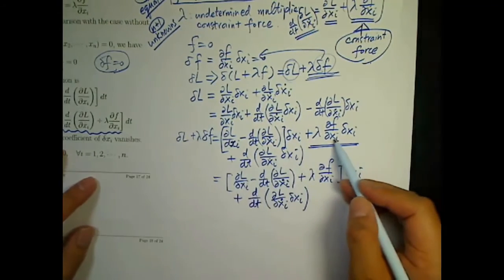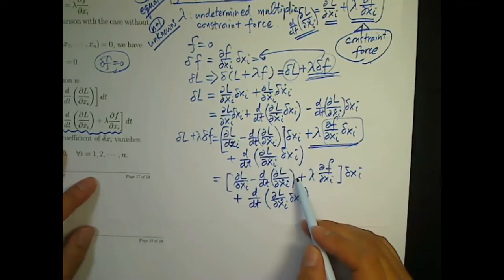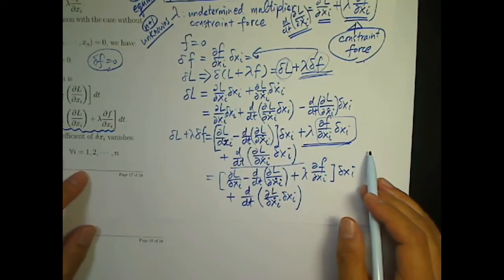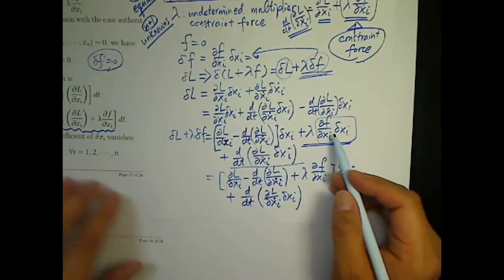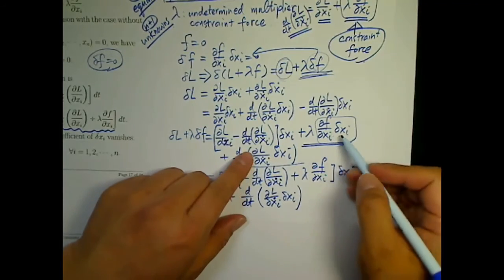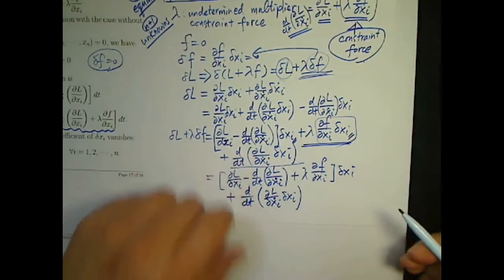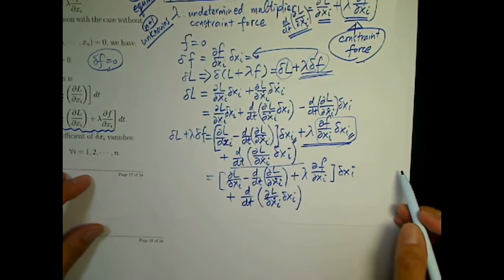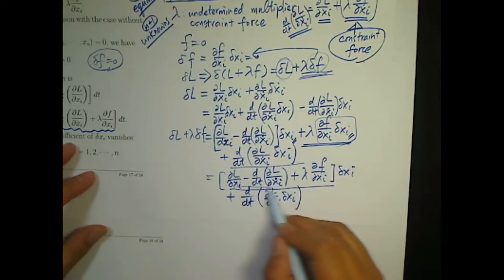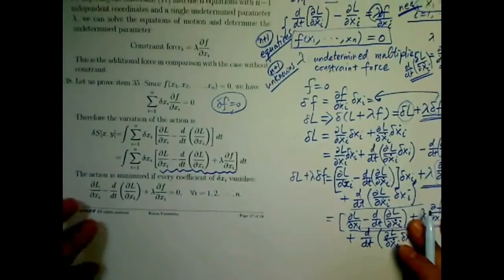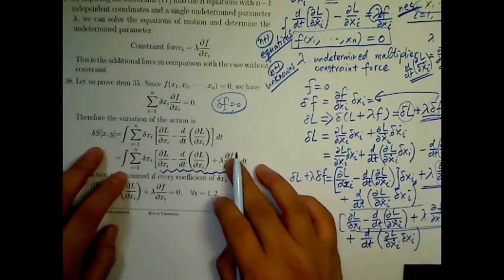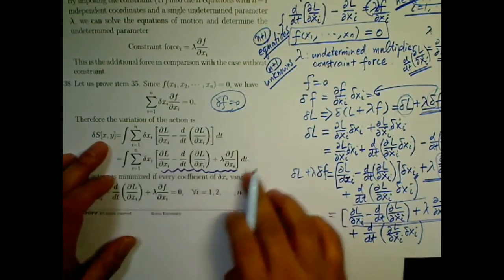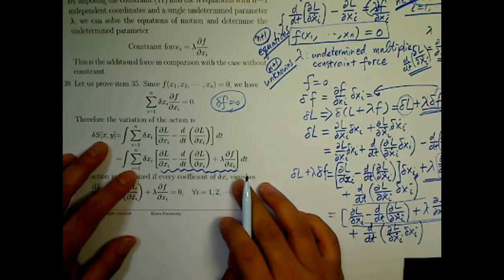Lambda delta F piece is added here, and this is the total derivative piece. Okay, we can combine this delta x, the terms proportional to the variation of delta xi. Then we end up with this vector. This variation of the Lagrangian is in here. Thus, the variation of the action is a linear combination of all of the variation pieces.